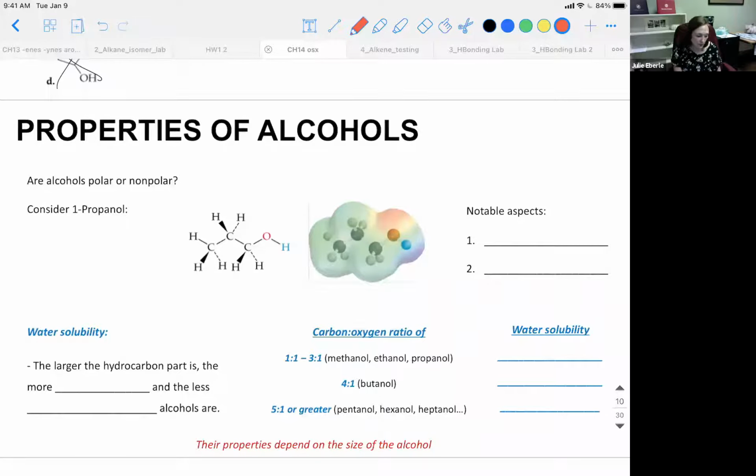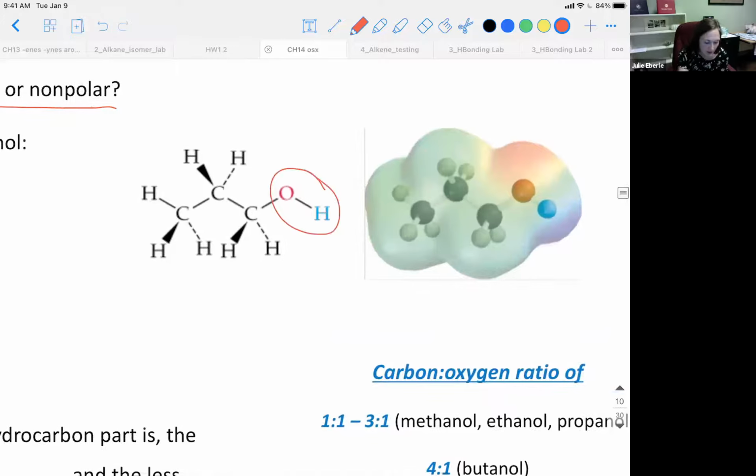It's pretty high, a lot higher than corresponding alkanes and corresponding ethers. But here's a question: are alcohols polar or non-polar? Okay, this kind of seems like a trick question. The answer is that alcohol molecules have both hydrophilic and hydrophobic portions. Okay, they have portions that are electronegative. Okay, that oxygen OH group.